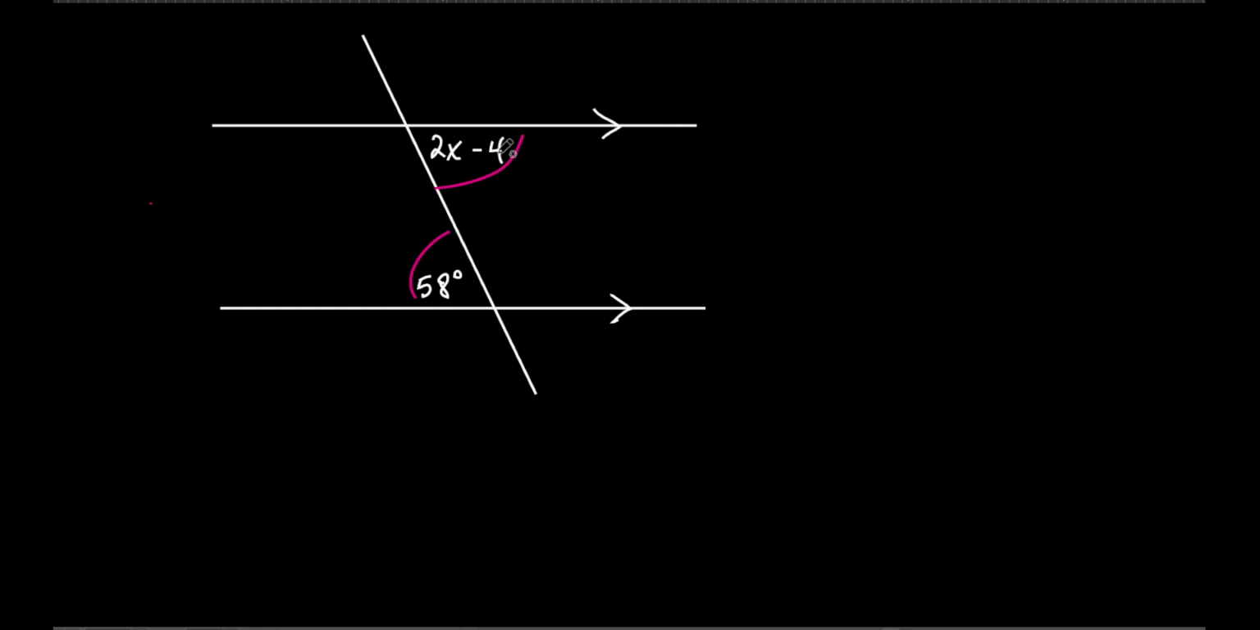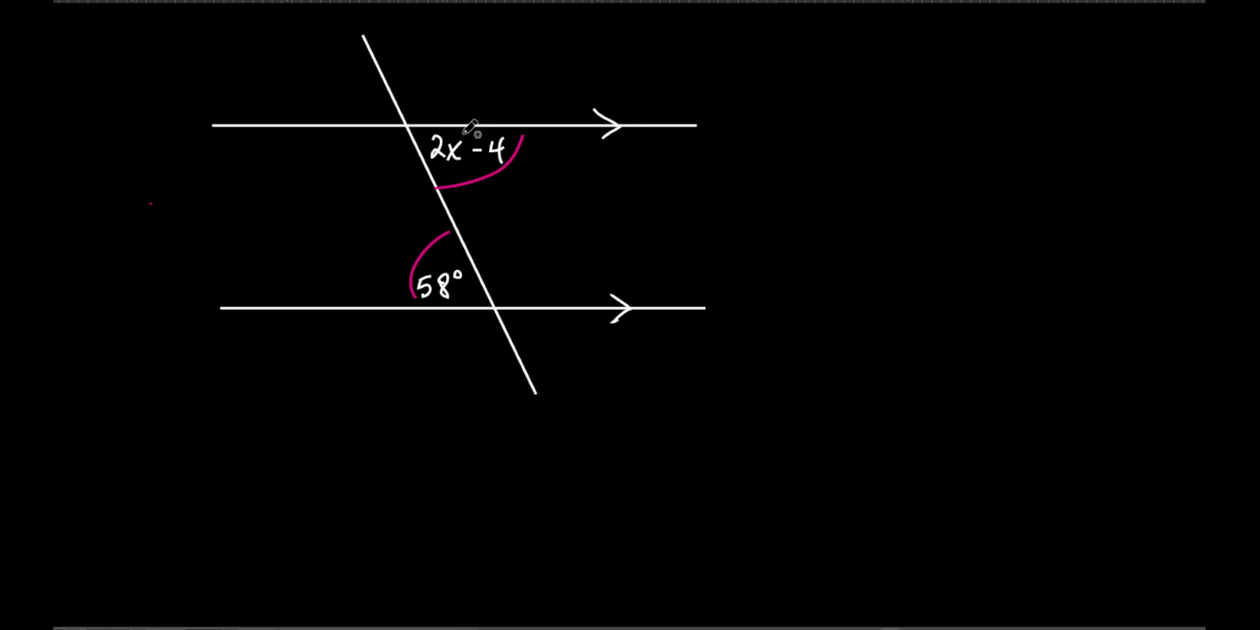They're alternate what? Interior angles. And what's true about alternate interior angles? They're equal to each other. What's another way you could look at it? They're both what kind of angles? Obtuse or acute? What are they? It's acute. This is less than 90. What's this 58? It's less than 90. So what do I know about all the acute angles? They're what? They're equal to each other.